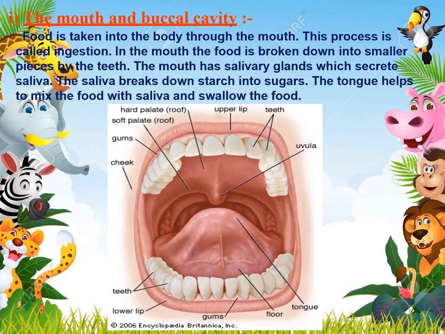Now start with our mouth. Food is directly taken into the body through the mouth. This process is known as ingestion. In this process, the food is broken down into smaller pieces by the teeth, and the mouth also has salivary glands which secrete saliva, and this saliva mixes with the starch which is converted into sugar, and in this way we can digest the carbohydrates food.